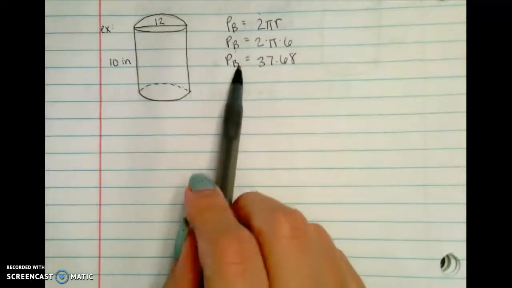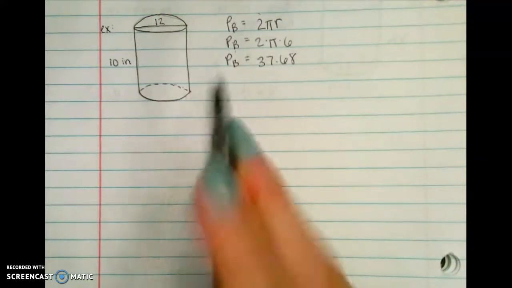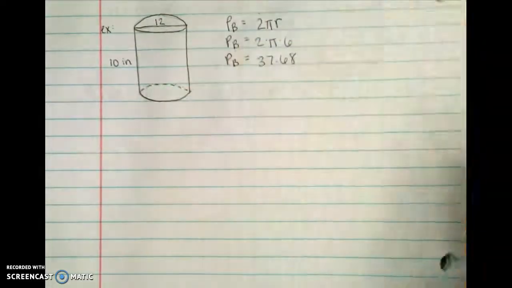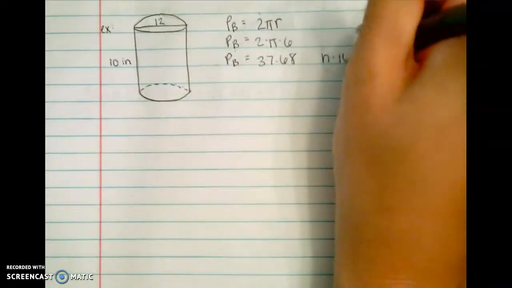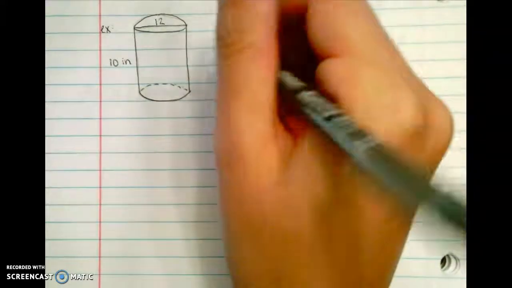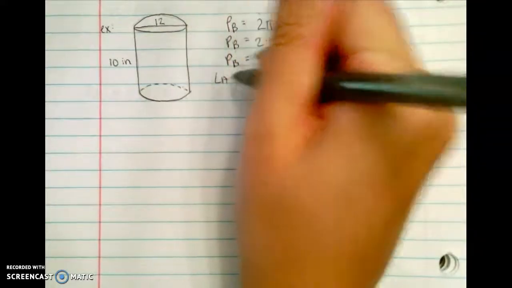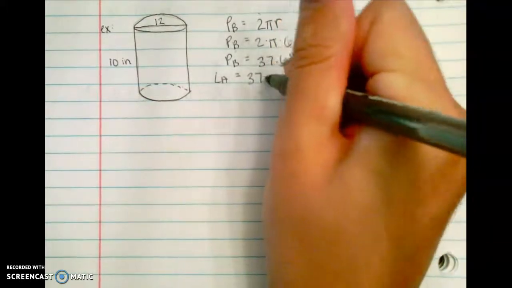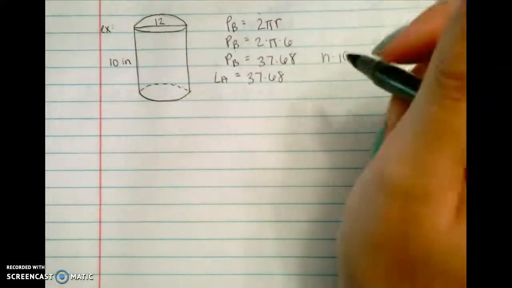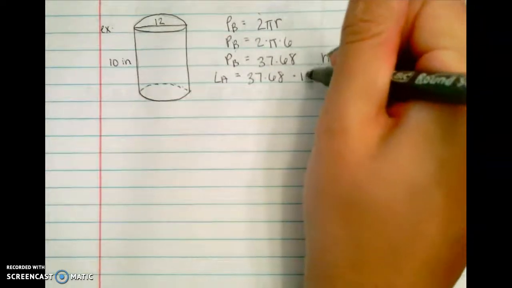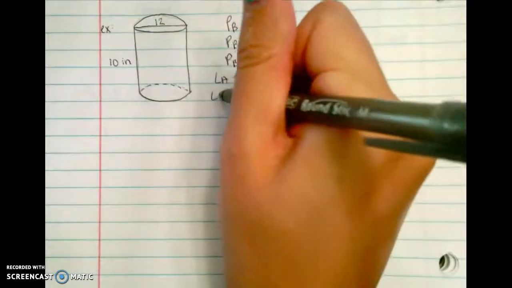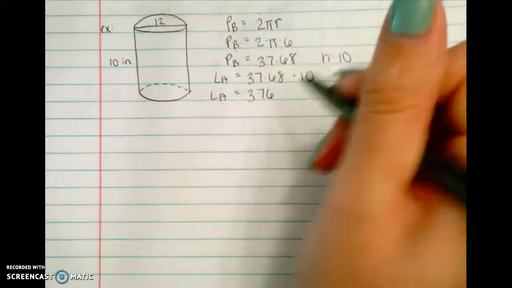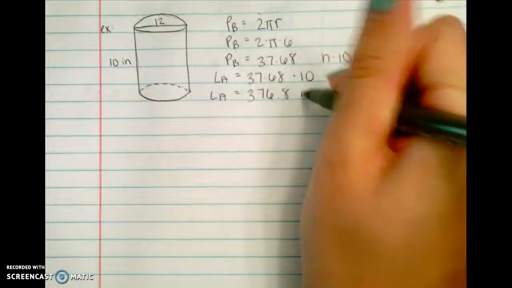Now that we calculated the perimeter of the base, we can plug that into the lateral area formula because we have the height of this cylinder. The height of the cylinder is 10. So lateral area equals 37.68 times 10. Our lateral area is 376.8 inches squared.